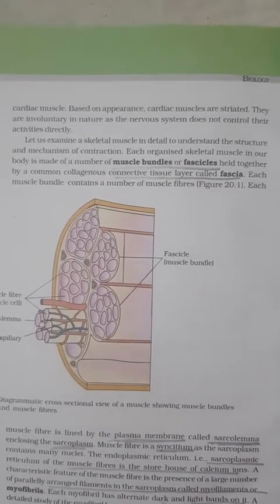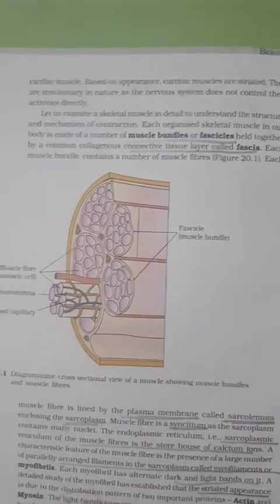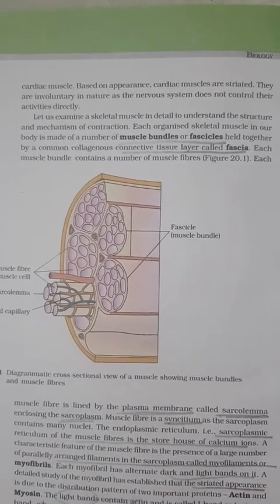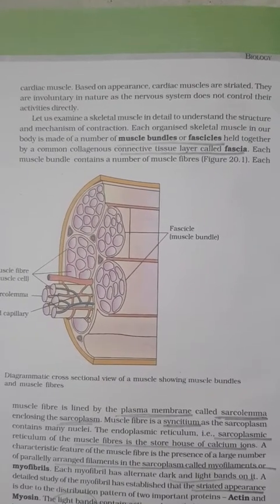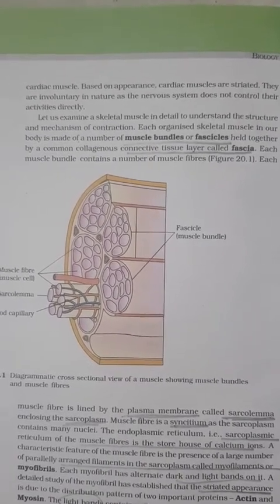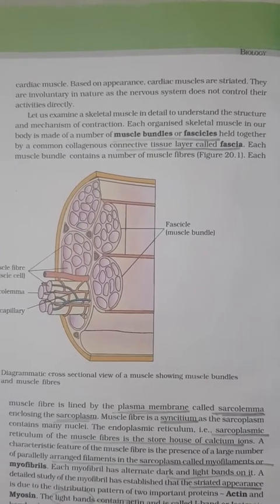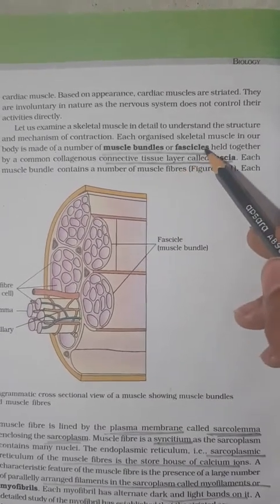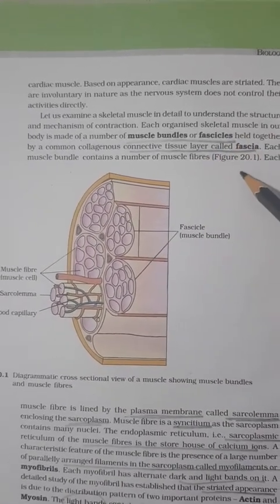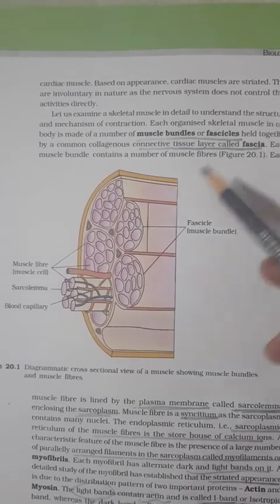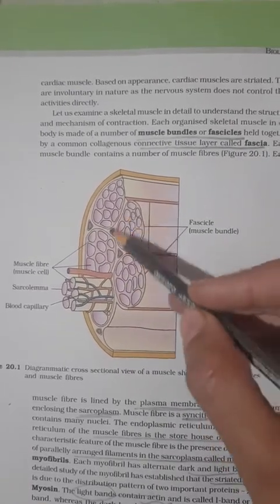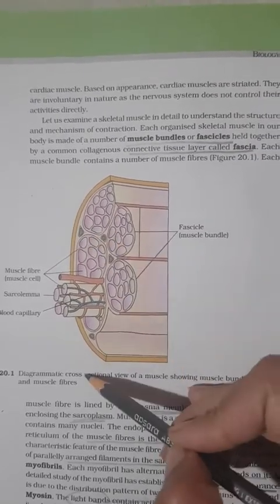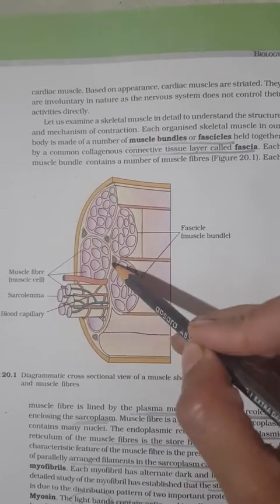Next, let us understand the structure of a skeletal muscle in order to understand the mechanism of contraction. So in this lecture video, I'll be covering the structure of the muscle fiber, mainly the skeletal muscle. Now, the skeletal muscles in our body are made up of certain filaments which together can be called muscle bundles or fascicles, which are joined together with a connective tissue called fascia. You can see over here, these are the muscle bundles which are connected together with the help of these connective tissues which are referred to as fascia, these parts.